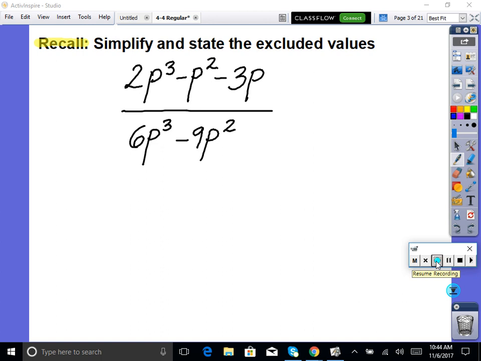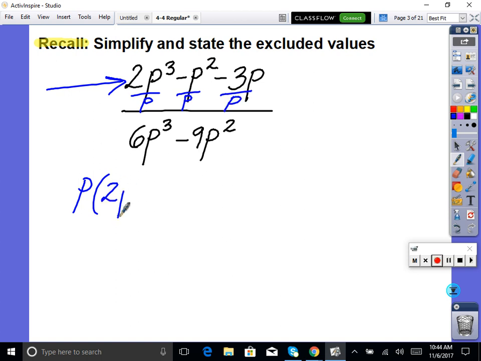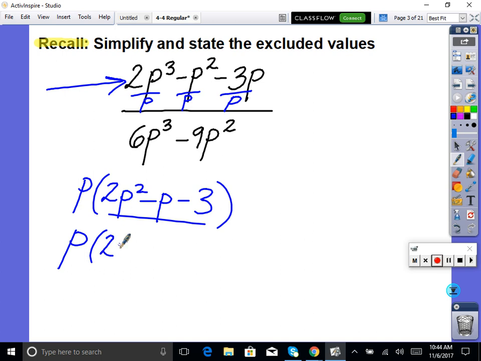How we simplify, which remember is the last step in our problems, is back to the top, back to the bottom, divide out exact factors. Right here, what should we pull out from the get-go? A p. Divide by p, divide by p, divide by p. So left is 2p squared minus p minus 3. Does this factor more? Yeah. So this actually factors to be p times 2p minus 3, and then p plus 1.